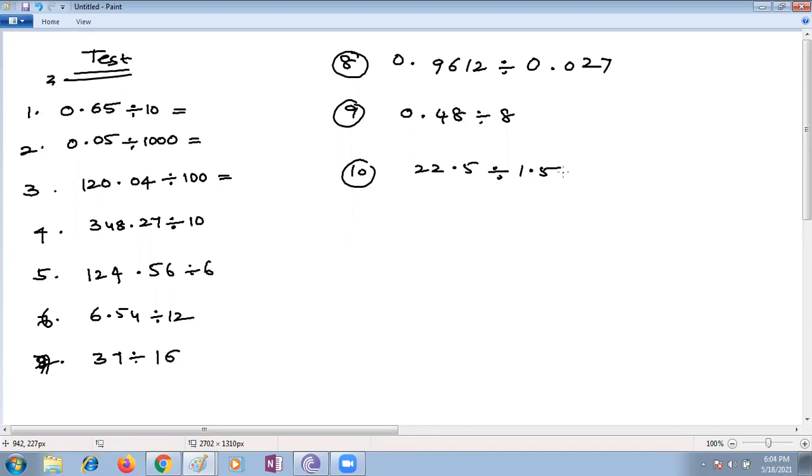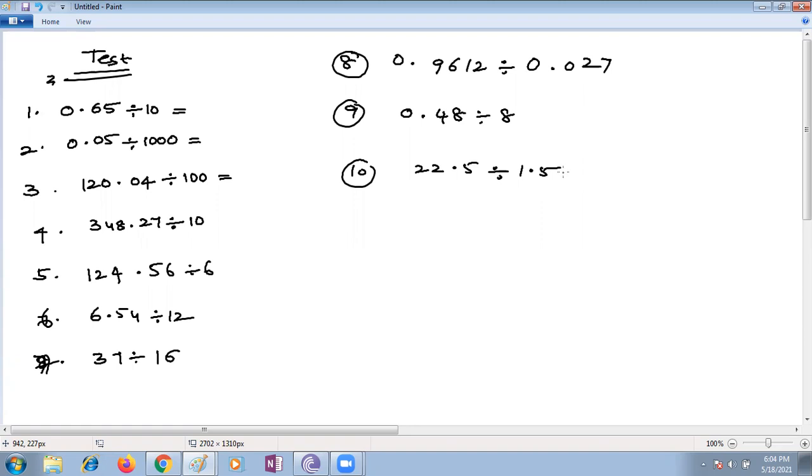Ma'am, I have a doubt. Which bit do you have a doubt in? Ma'am, in the fifth bit, there is no point beyond 6. We should do direct whole number division, ma'am? Yes, yes, exactly.